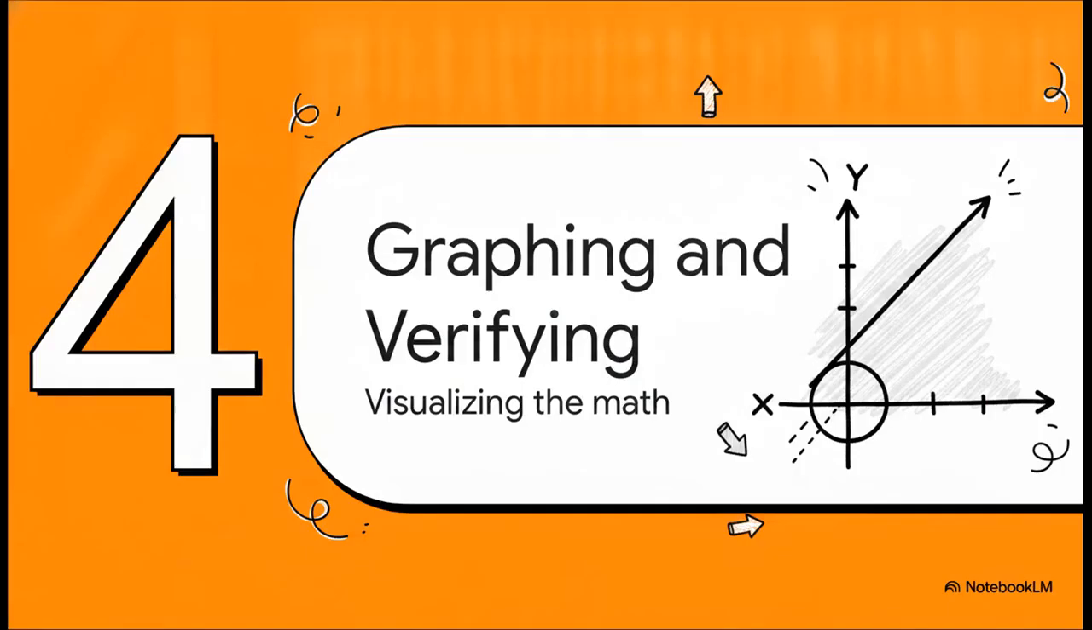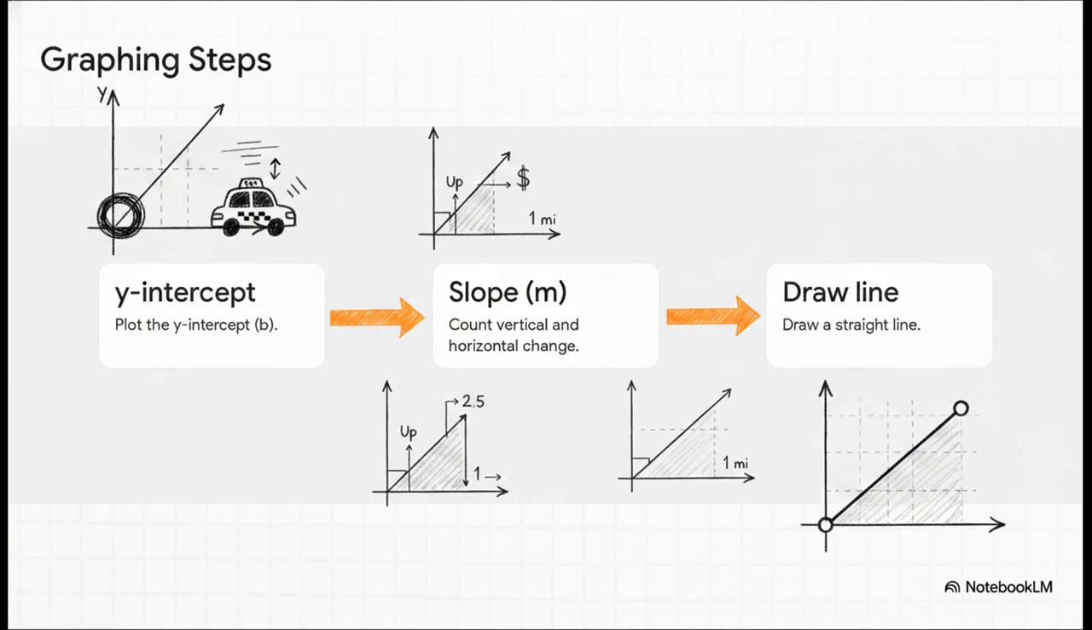Next up, section 4, graphing and verifying points. Okay, so how do we take this equation and turn it into a clear visual graph? It's a simple 3-step process. Step 1, start by anchoring your y-intercept, that b value, right on the vertical y-axis. This means your starting point is at the exact coordinate (0, b). For our taxi, this represents 0 miles driven. It's the exact moment you close the door and the meter locks in that initial base fee.